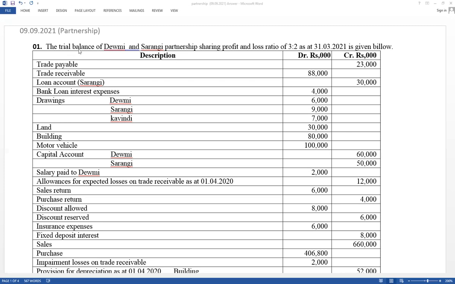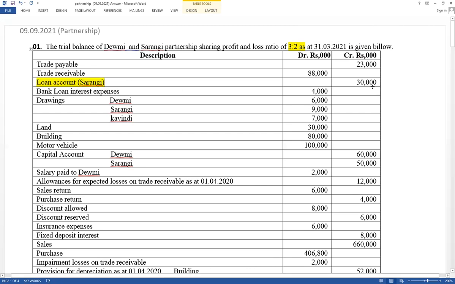Right. It has been given that there are 2 partners, Devumi and Sarangi, sharing profit and loss in a 3:2 ratio. This is the old ratio. It is relevant for goodwill adjustment. And 31st March 21 is given, this is the end of the accounting period. And think about the trial balance. Very important: loan account Sarangi. Loan account Sarangi, this part is very, very important. You have to apply section 24 also.